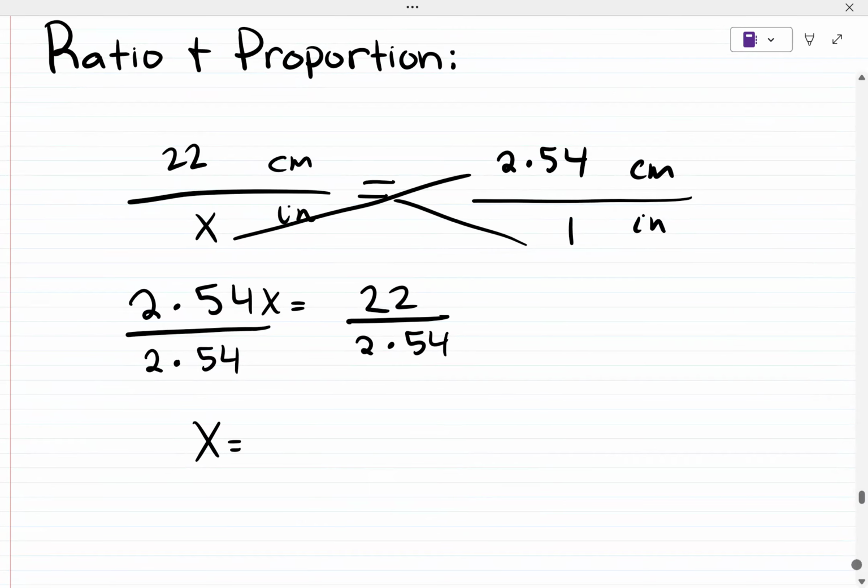And you get 22 over 2.54, which is 8.6614. And then the direction says round to the nearest tenth, so 6 is the tenth place. We do have to round to 8.7 inches.